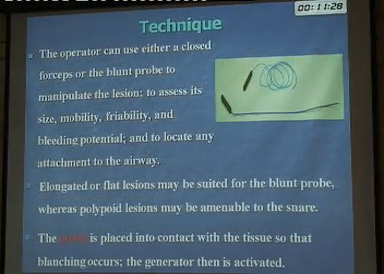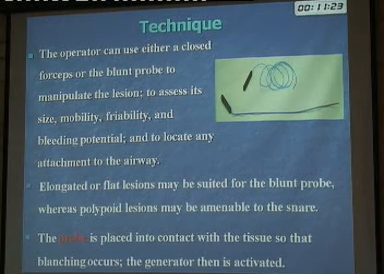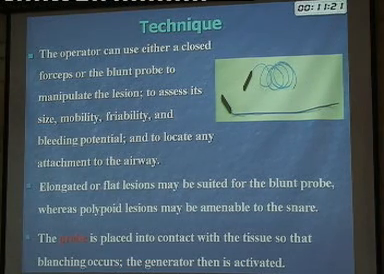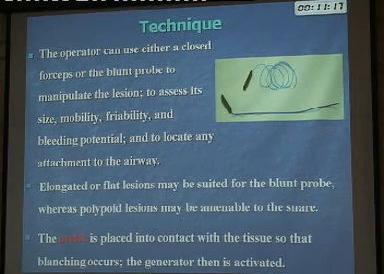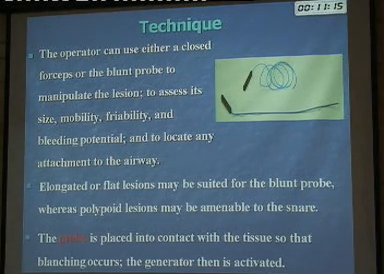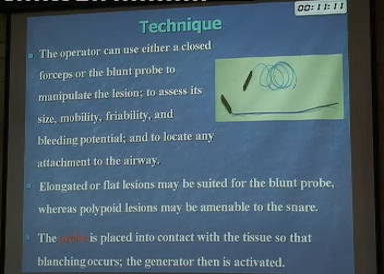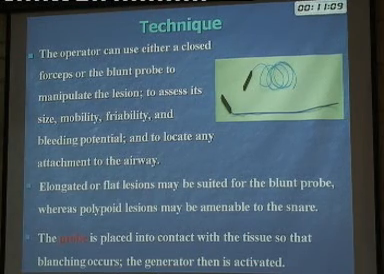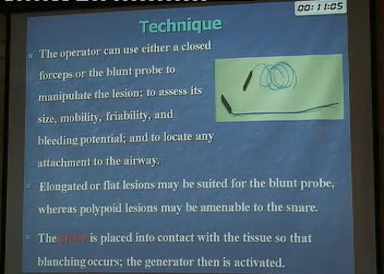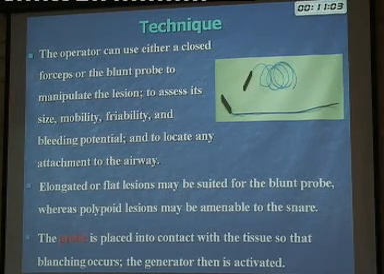Now for the technique, the operator can use either a closed forceps, as we may see, or a probe, or the blunt probe, as we may see in this photo, to manipulate the lesion, to assess its size, mobility, friability, and bleeding potential, this before applying the electrocautery to the tissue, and to locate any attachment to the airway.